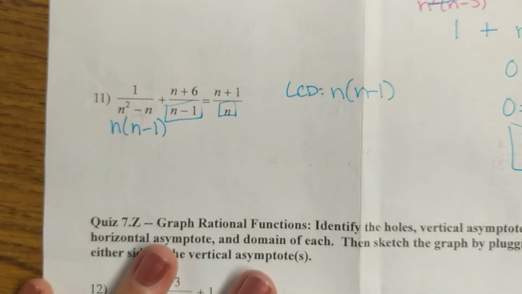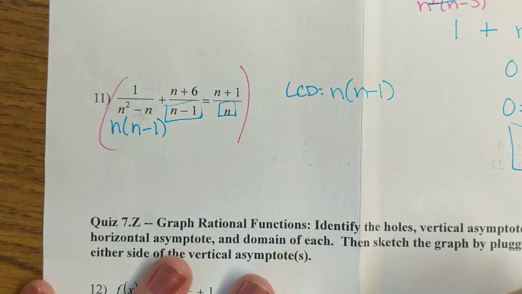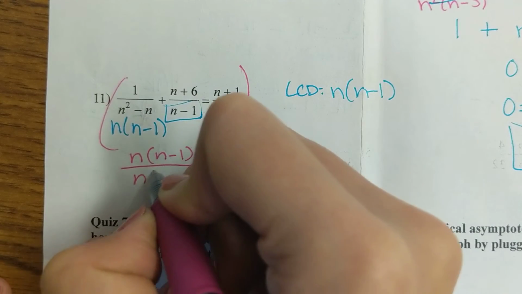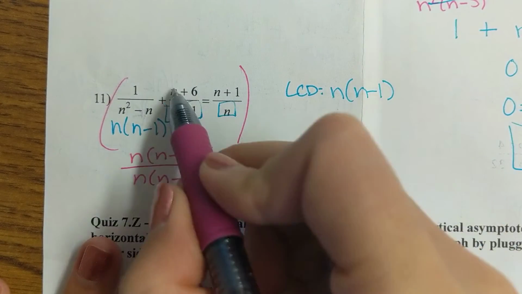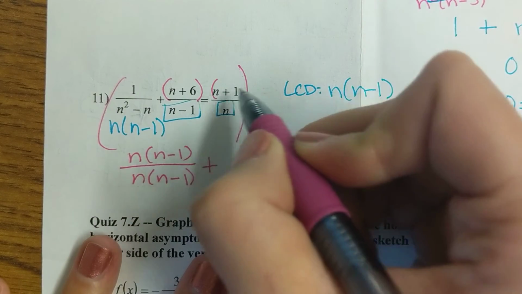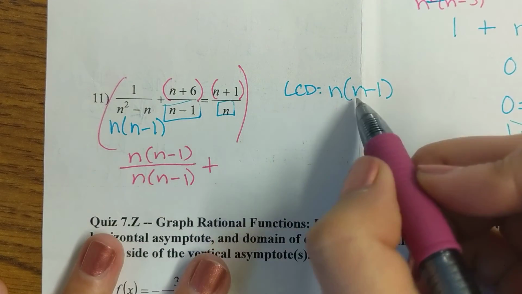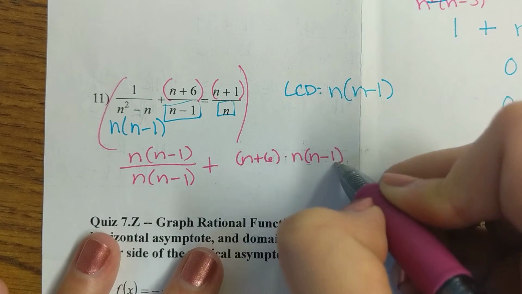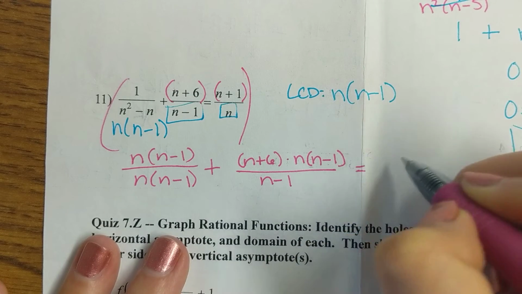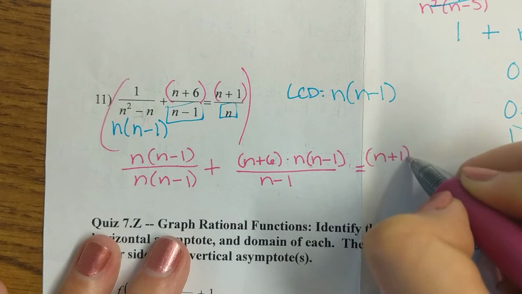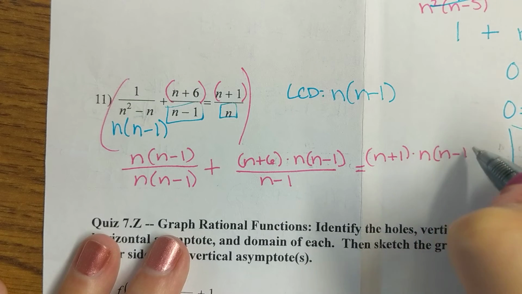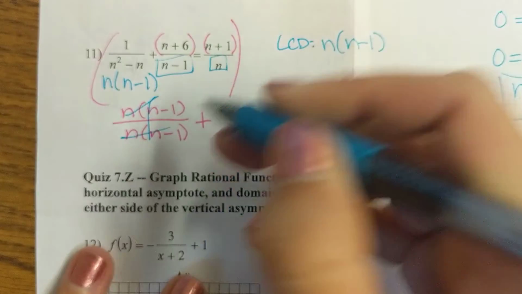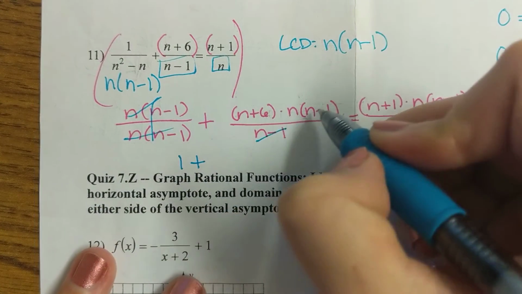We're going to multiply everything in the equation by the LCD. Try to get rid of those fractions. So I have 1 times the LCD, n times n minus 1 over n times n minus 1 plus. This grouping, okay, I see two terms in one fraction, so I need to group those. n plus 6 needs to be multiplied by this, so we have n plus 6 times n minus 1 over n minus 1, and this is equal to n plus 1 grouped times n minus 1 over n. Reduce anything to 1 if possible. This is a big 1 plus n minus 1 over n minus 1.